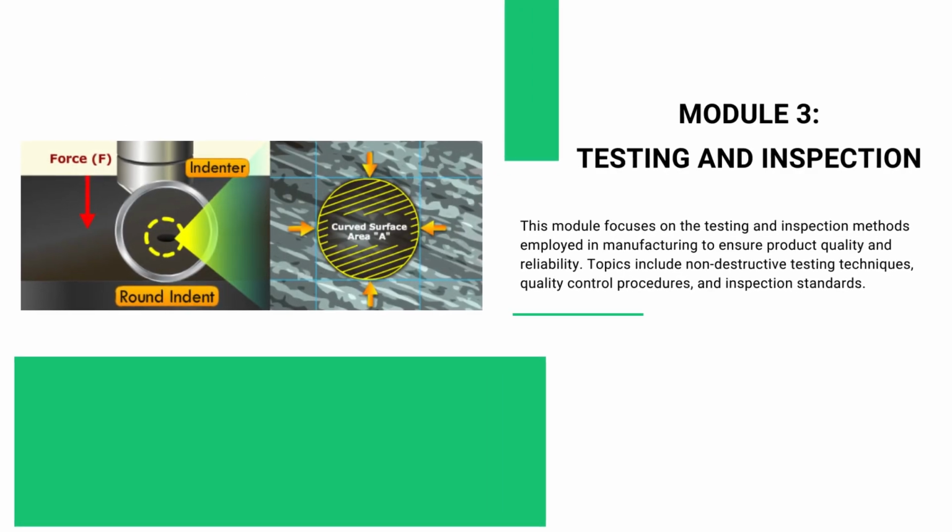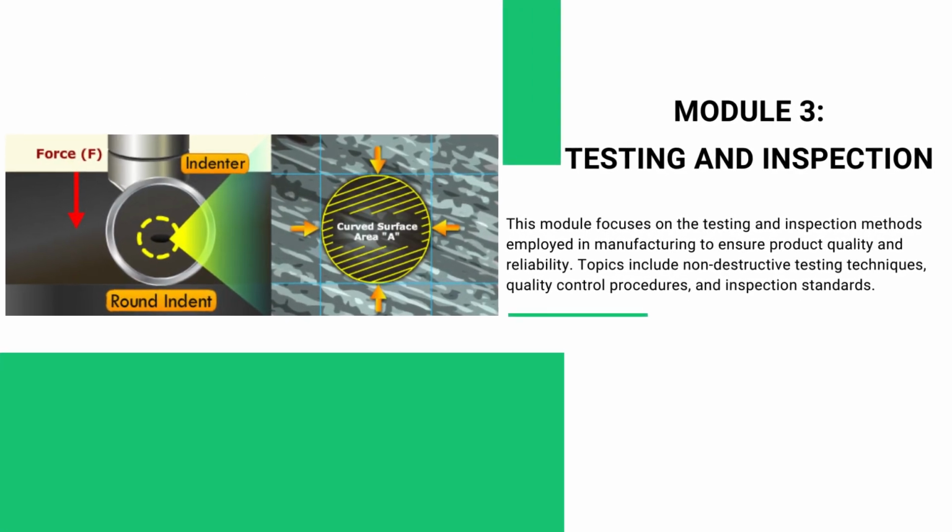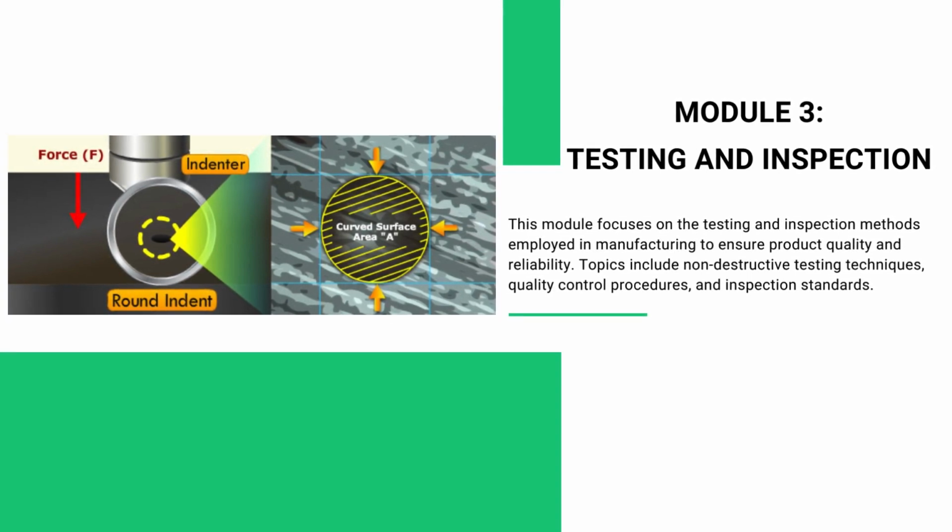Module 3. Testing and inspection. This module focuses on the testing and inspection methods employed in manufacturing to ensure product quality and reliability. Topics include non-destructive testing techniques, quality control procedures, and inspection standards.